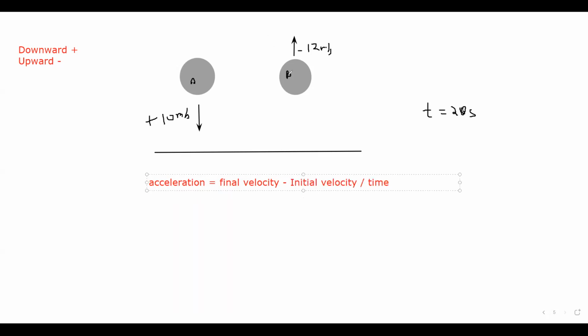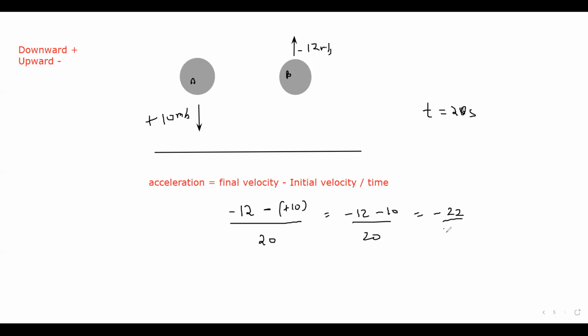The final velocity is minus 12. This minus is for the direction. The initial velocity is plus 10, divided by the time interval, that is 20. So minus 12 minus 10, that is minus 22, divided by 20, which is equal to minus 1.1 meters per second squared.